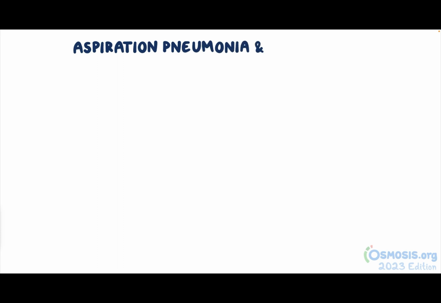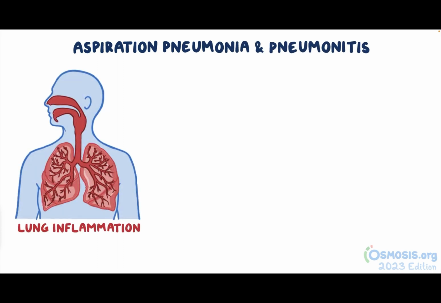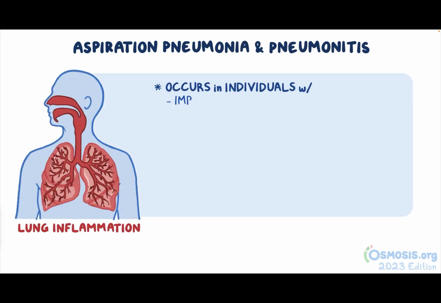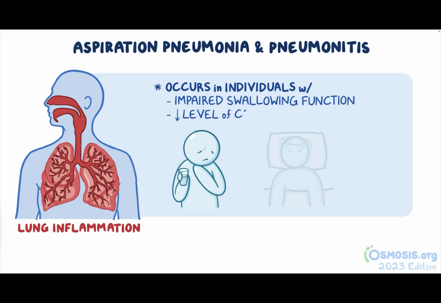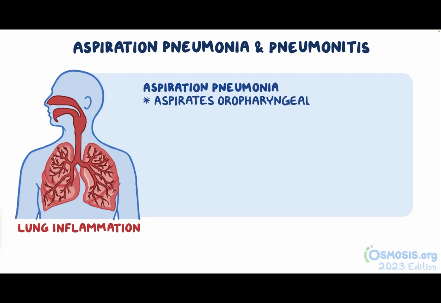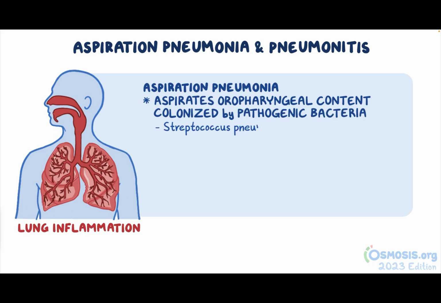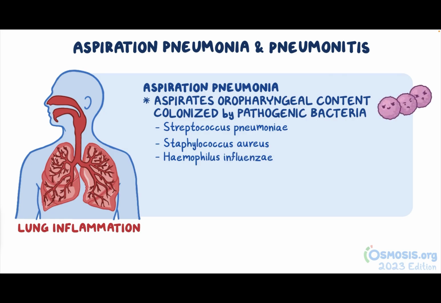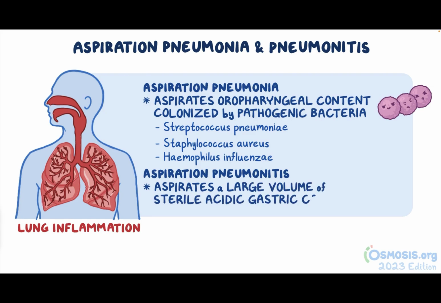Aspiration pneumonia and pneumonitis refer to lung inflammation that typically occurs in individuals with impaired swallowing function or decreased level of consciousness. Aspiration pneumonia occurs when a person aspirates oropharyngeal content colonized by pathogenic bacteria, most commonly Streptococcus pneumoniae, Staphylococcus aureus, and Haemophilus influenzae. On the other hand, aspiration pneumonitis occurs when a patient aspirates a large volume of sterile acidic gastric content that causes lung inflammation.